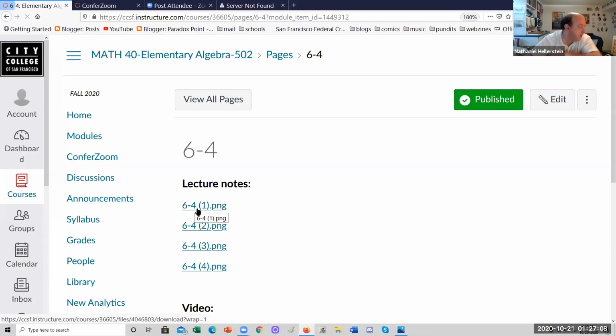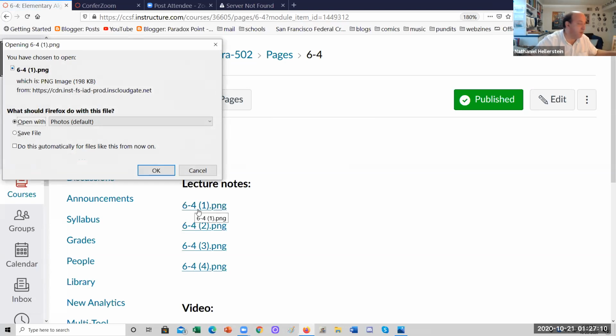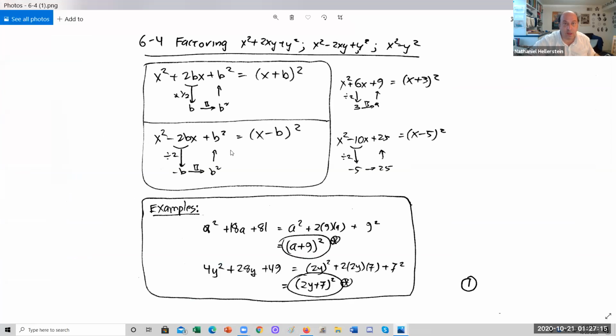6.4. Here we were discussing factoring special forms: x squared plus 2xy plus y squared, x squared minus 2xy plus y squared, and x squared minus y squared. The first two are called perfect square trinomials, and the last is a difference of squares.